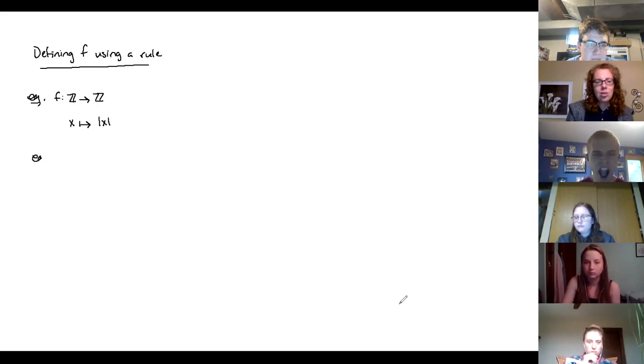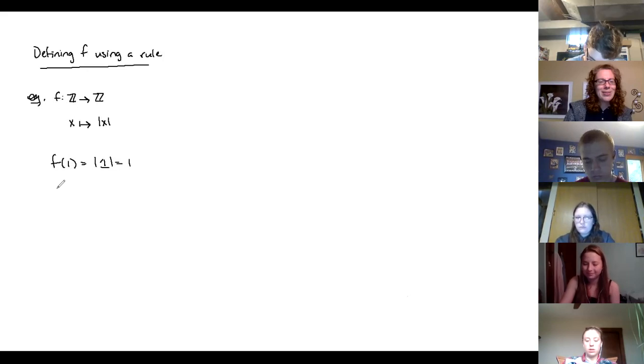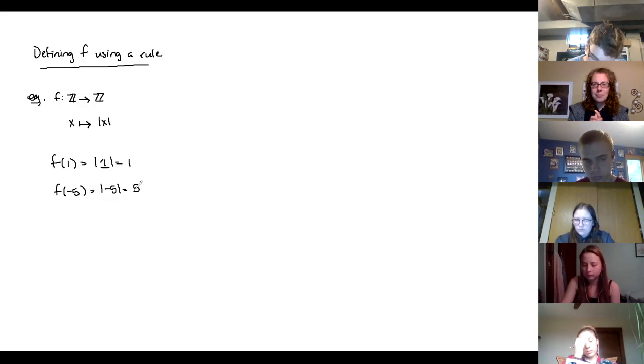So I can do a couple of F ordered pairs. I can't write them all out because integers are an infinite set, but I can say that, for example, F of 1 is equal to the absolute value of 1, which is 1. 1 was a bad choice because you got absolute value bars, but you know what's going on. F of -5 is the absolute value of -5, which is equal to 5. So I can have some ordered pairs in here. This one is a rule. Everybody good? Making sense on a rule?